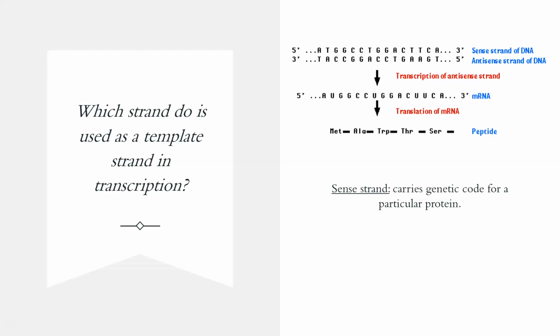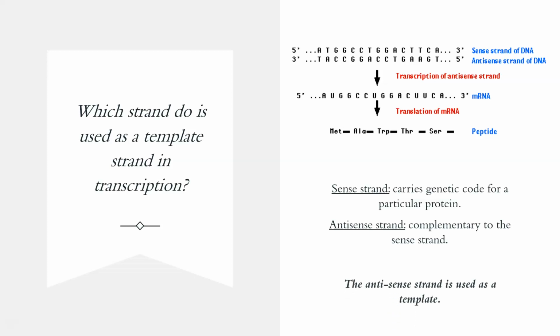We've got the sense strand that carries the genetic code for a particular protein, and then we've got the antisense strand, which is complementary to the sense strand. Now, which of these two strands is used for transcription? Well, it's the antisense, because the antisense is the complementary copy of the sense. The reason the antisense is used for transcription is because that then gives you a copy of that sense strand.